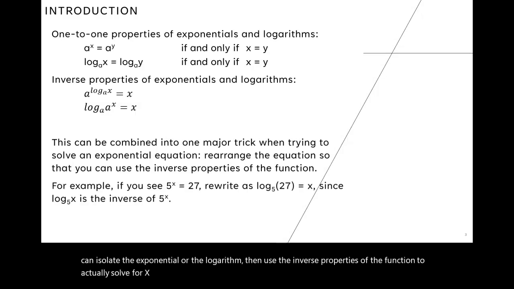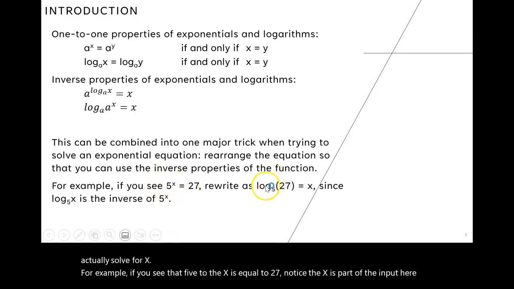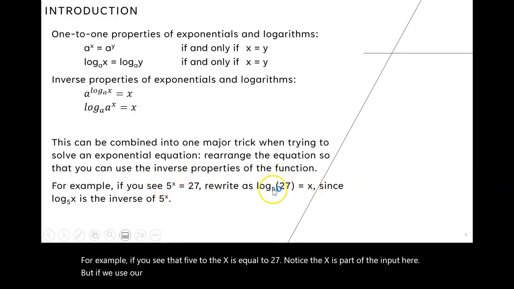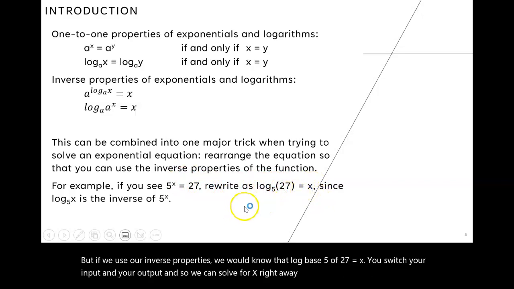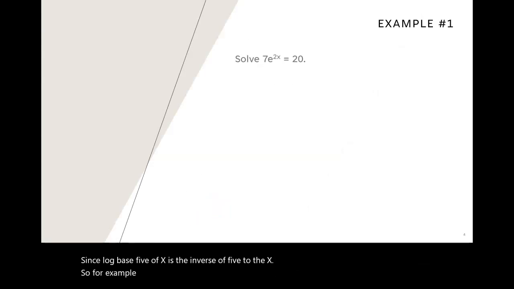for x. For example, if you see that 5 to the x is equal to 27, notice the x is part of the input here. But if we use our inverse properties, we would know that log base 5 of 27 equals x. You switch your input and your output. So we can solve for x right away, since log base 5 of x is the inverse of 5 to the x. So, for example, solve 7e to the 2x is equal to 20.